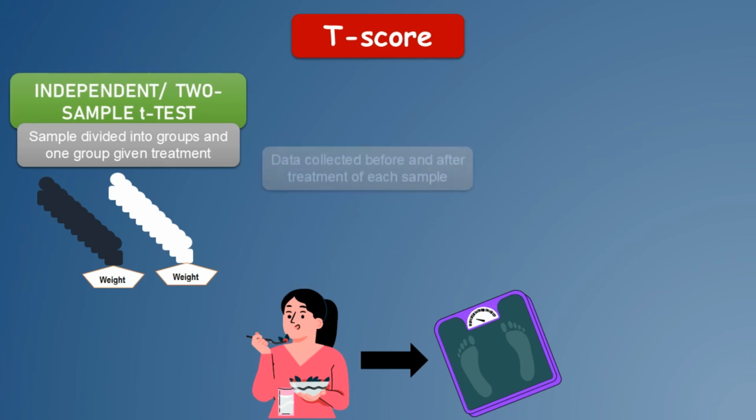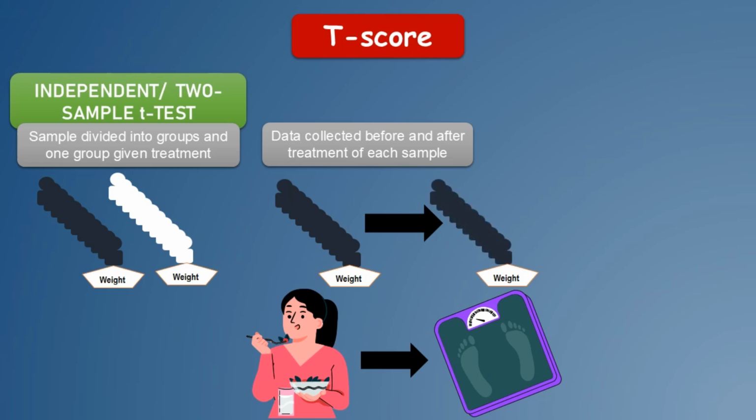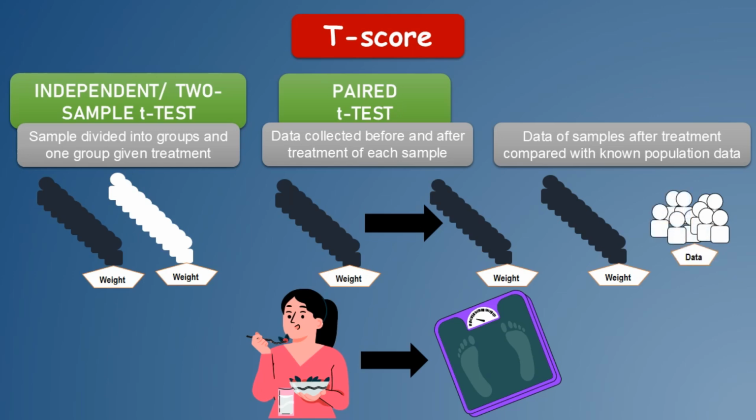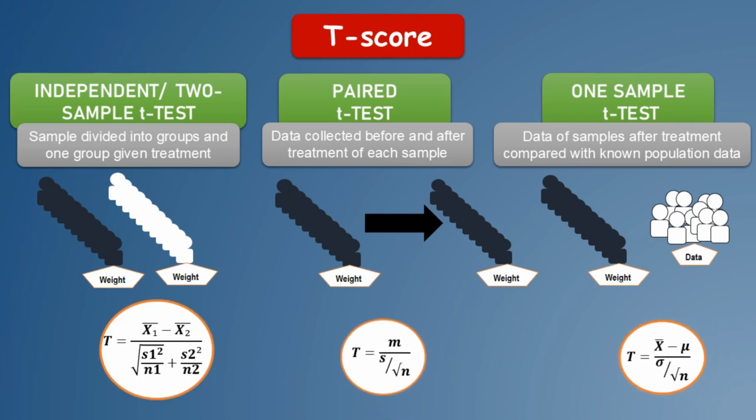Second way is that we take a sample from the population and collect the data before and after giving the desired treatment. For example, I take 10 people and measure their weights before and after giving them the diet. This is called the paired t-test. Third way is that we give the desired treatment to the whole sample and compare the data collected with the known population data. For example, I measure the weight of 10 people after giving them the diet and compare it with the population weight data. This is called the one-sample t-test. These are the formulas for calculating the t-score in different kinds of t-test.